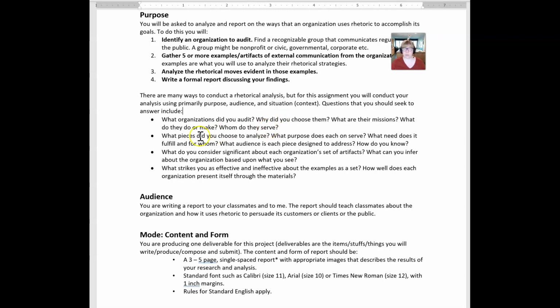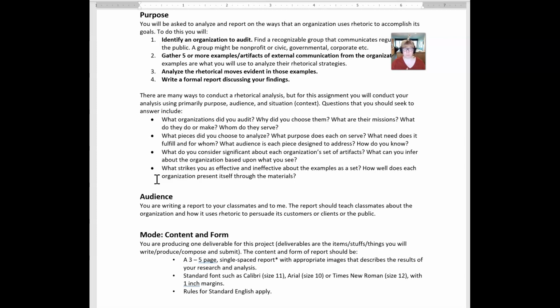Then there's a series of questions here that you can ask yourself to help you answer questions and help you write and actually analyze. You're not just summarizing, you're analyzing. Okay, that's one thing to keep in mind. You can describe what you see, that's a summary, but then you need to say, so what? Or you need to say, what is the effect that this has on the audience?